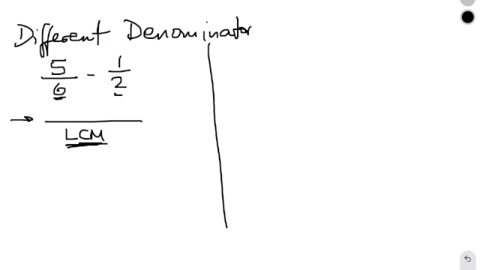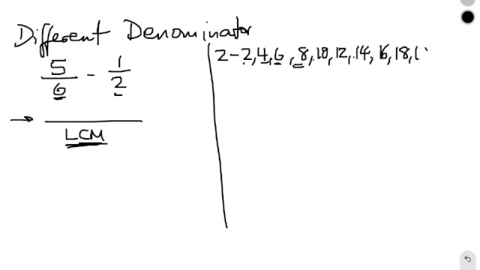So first of all, we have to list out all the multiples of 2, which is 2, 4, 6, 8. And multiples simply go hand in hand with your multiplication table. 2 times 1 is 2, 2 times 2 is 4, 2 times 3 is 6, 2 times 4 is 8, 2 times 5 is 10, 2 times 6 is 12, 2 times 7 is 14, 2 times 8 is 16. This is what is called multiples.